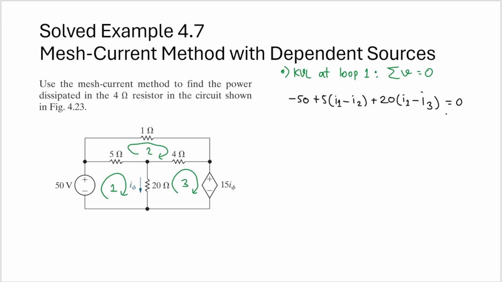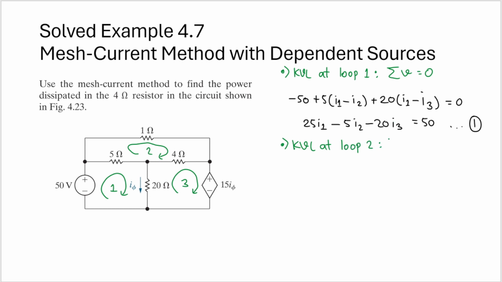Let's put 50 on the right hand side. Then we will have 5 plus 20, that will be 25 I1, minus 5 I2, and minus 20 I3. All of that will be saved as equation number 1. Okay, let's do another loop. Let's do KVL, but this time at loop 2.